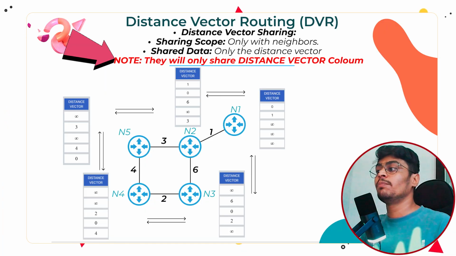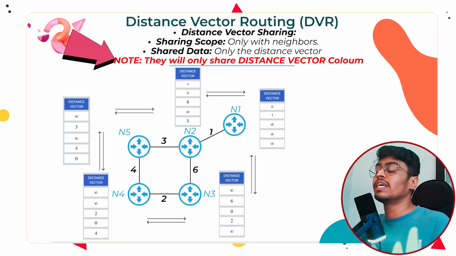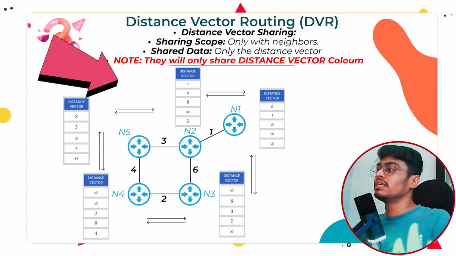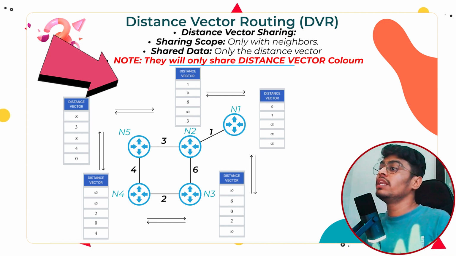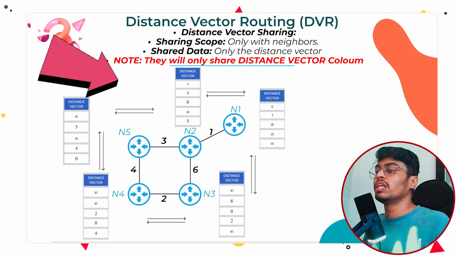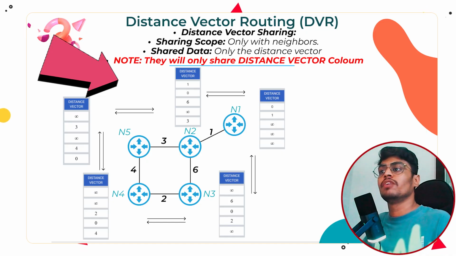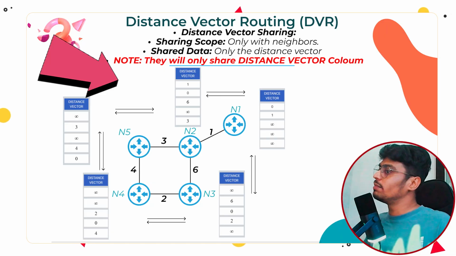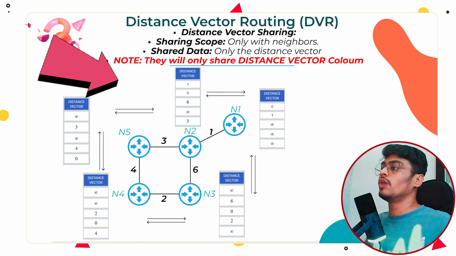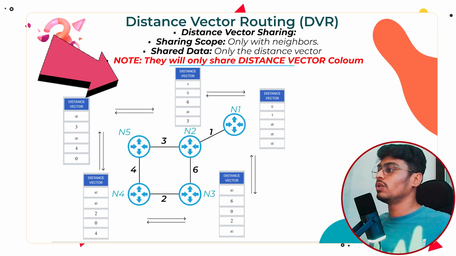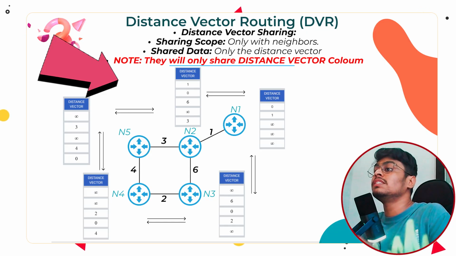And the second very important rule is share only the distance vector. We have three fields in the table: destination, next hop, and the distance. So we will share only the distance vector, not the complete routing table. The table we have formed, we will not share the entire table, we will only share the distance vector to our neighbor nodes. These are two important points you have to consider in distance vector routing. Distance vector means only the distance column values.